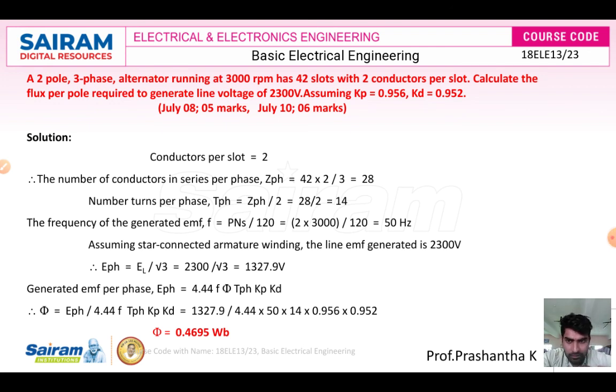The data is not given whether it is star or delta, but we have to assume it may be a star or a delta. That's why I have taken E phase is equal to EL by root 3. We already know, for star, VL is equal to root 3 V phase, that is V phase is equal to VL by root 3. For delta, VL is equal to V phase, and IL is equal to root 3 I phase. For star, IL is equal to I phase, right? So likewise, you have to solve the problems.